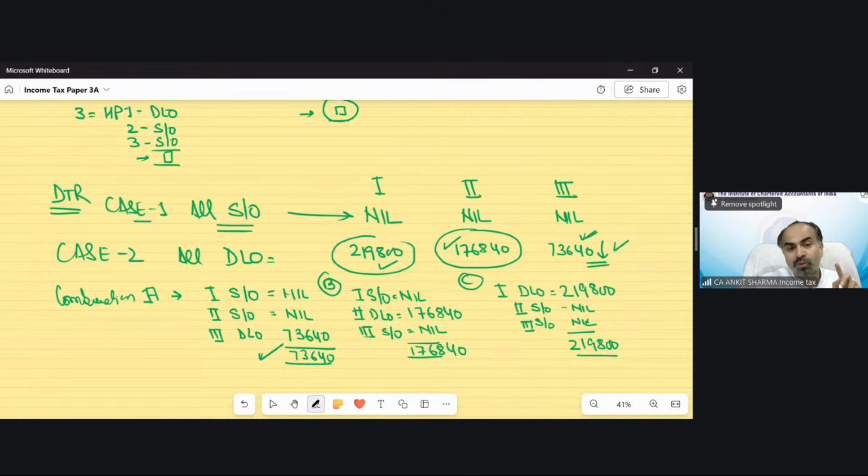But in case of the optional tax regime, there would be interest in case 1. That means when properties are self-occupied. Then this judgment can only be found out after making these kinds of combinations in detail.